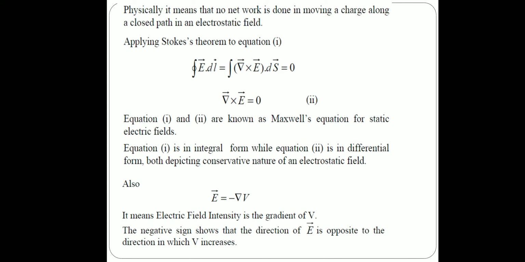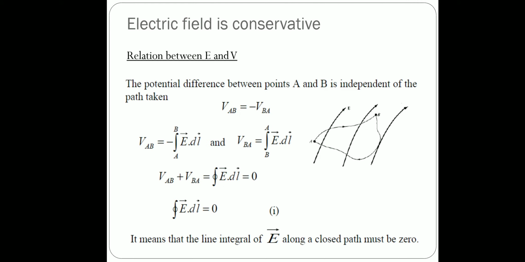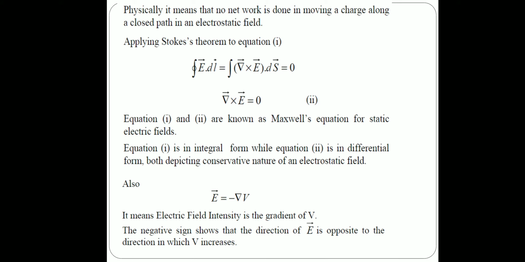So this equation 1 and this equation 2 are known as Maxwell's equations for static electric field. Equation 1 is known as the integral form of Maxwell's equation, and equation 2 is known as Maxwell's equation in point form. This is for the equations in static electric field. And this equation also represents the conservative nature of an electric field.